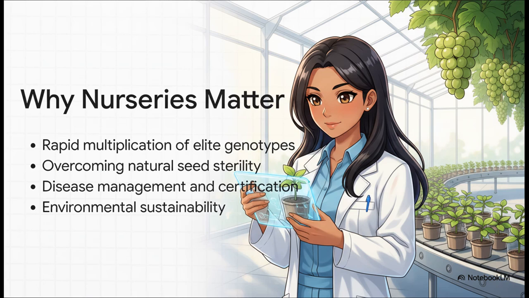Well, when plant breeders spend decades developing an elite genotype, like a super disease-resistant fruit tree, nurseries can rapidly multiply it into millions of exact copies. It's also how we grow crops that are naturally sterile. Commercial bananas and seedless grapes literally produce no viable seeds. They can only survive if we propagate them vegetatively. Nurseries also use rigorous certification to make sure these clones are free of devastating viruses. And, environmentally, propagating native and medicinal plants in nurseries stops us from over-harvesting and destroying wild plant populations.